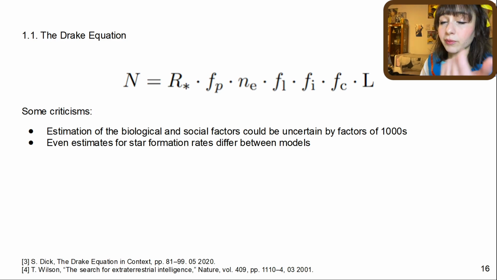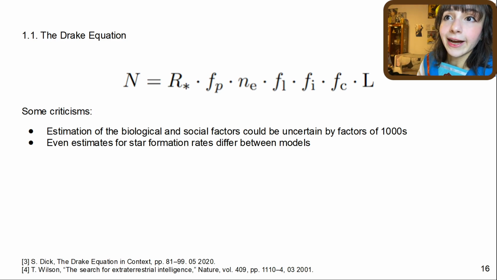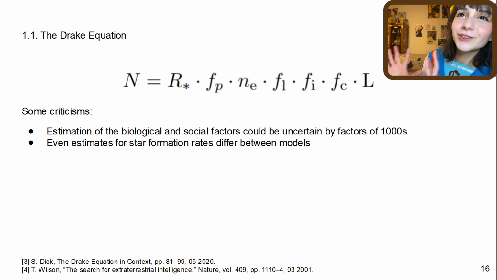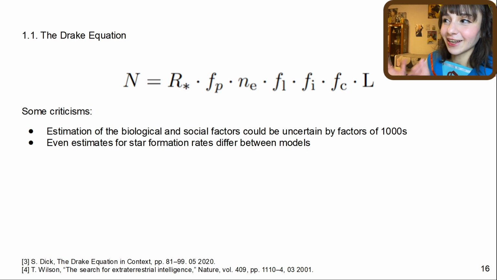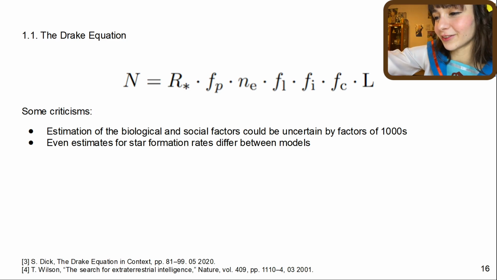Also definitely recommend these two papers where they show some of the criticisms, but in essence, a lot of the criticisms rely on the fact that if you can't even guess how many stars there are or the rate of star formation, the rest of the factors that you're talking about are a little bit bogus. So this is not a super serious equation in the sense that people think about the numbers a lot, but people like guesstimating things, and it's fun.